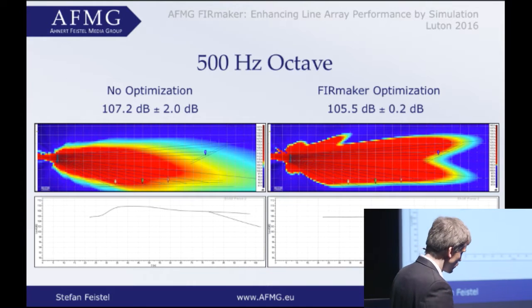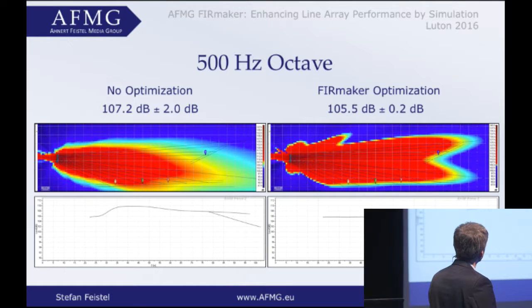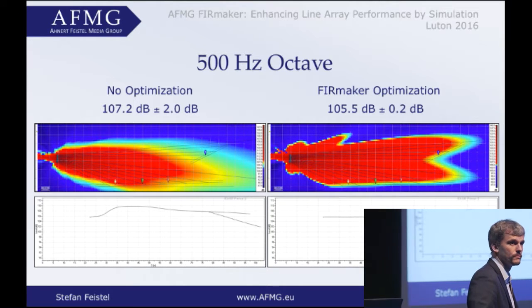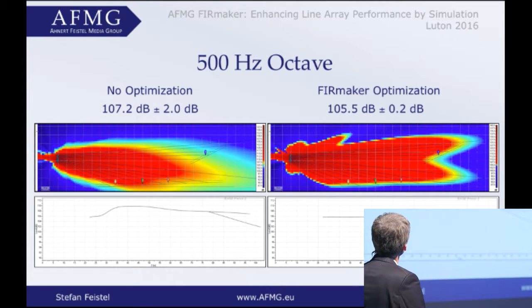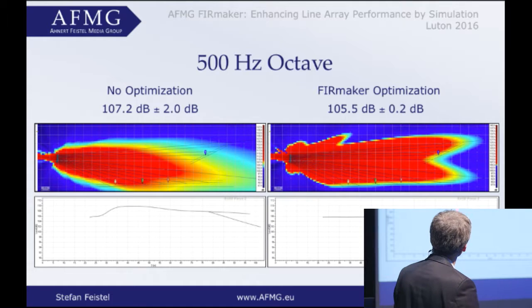So, what are the results that we get? On the left-hand side, you can see the regular result without FIR filters and without FIRmaker optimization. Okay. At 500 Hz, an octave band, and we have computed here the average level plus minus the standard deviation across the audience. And you can see here the level distribution versus distance at this 500 Hz octave band and the level on the y-axis.